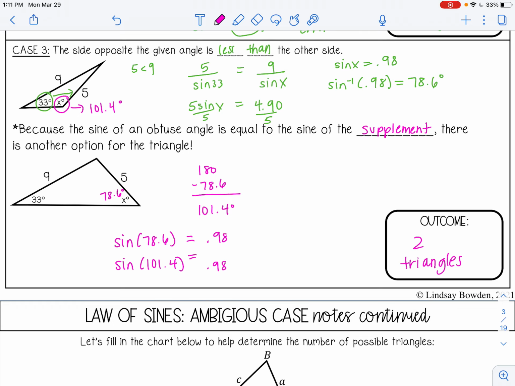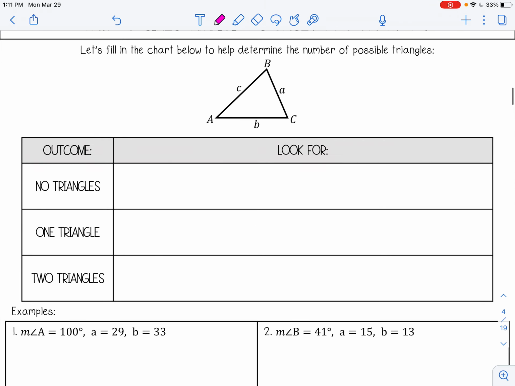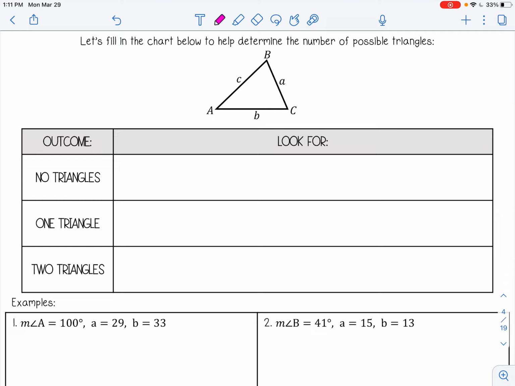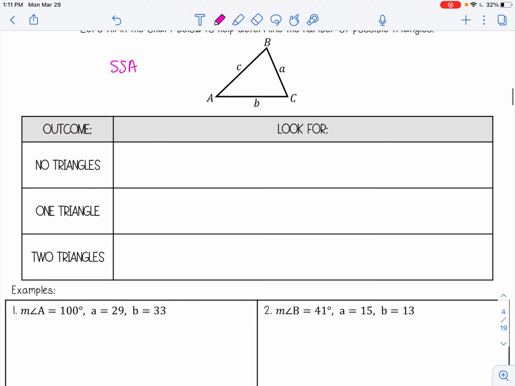All right, so let's look a little bit further. Let's fill in this chart, and make sure that you have side-side-angle for the ambiguous case. For no triangles, you're going to be looking for the side opposite the given angle, I'm just going to put OPP for opposite, is less than the other side that you're given. And you're going to be looking for that domain error in your calculator, or error.